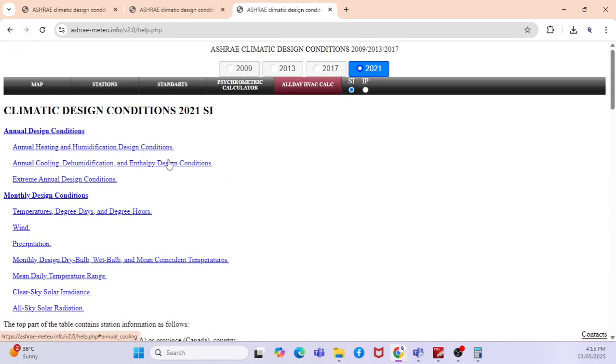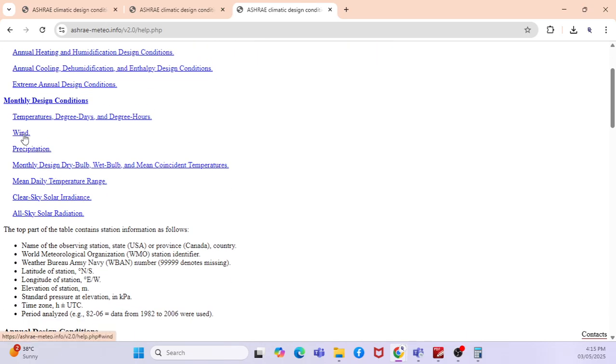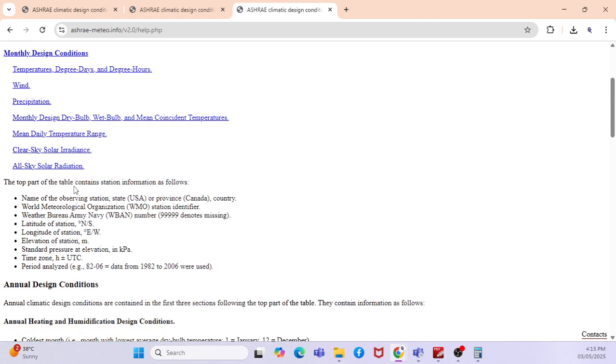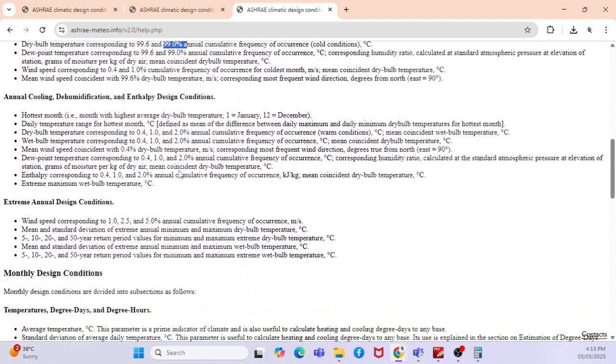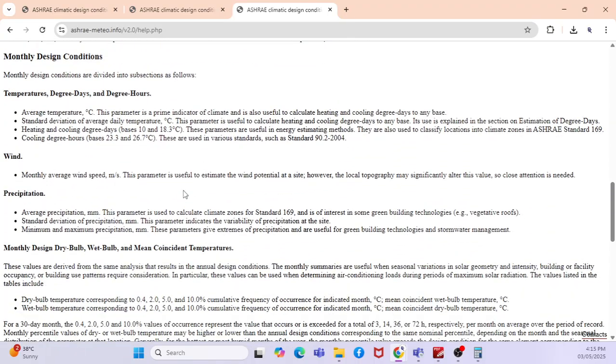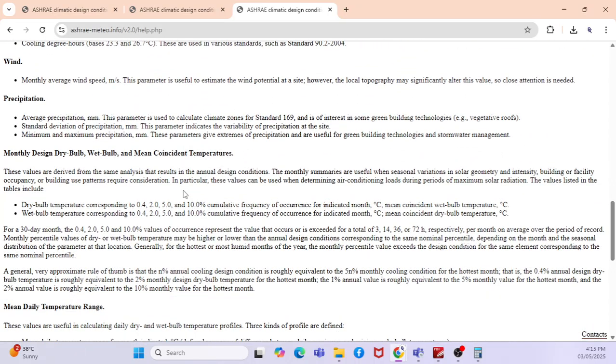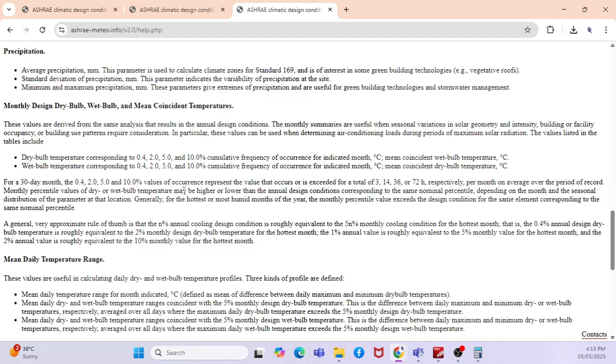All these definitions are given here. What is annual heating and humidification, monthly design conditions? You can also learn about wind speed. Precipitation is the rainfall. The mean daily temperature, and the energy we are getting from the sun, solar radiation. These are all given here. If you try to read all this information, you will get a basic understanding of ASHRAE weather properties.